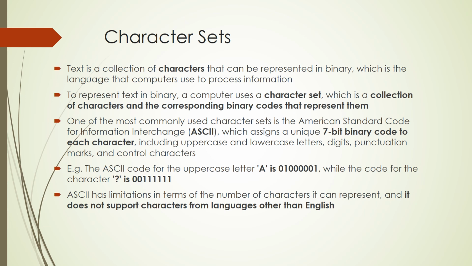So, the first type of data is the character set. Text is a collection of characters that can be represented in binary, which is the language that computers use to process information. To represent text in binary, a computer uses a character set, which is a collection of characters and the corresponding binary codes that represent them.